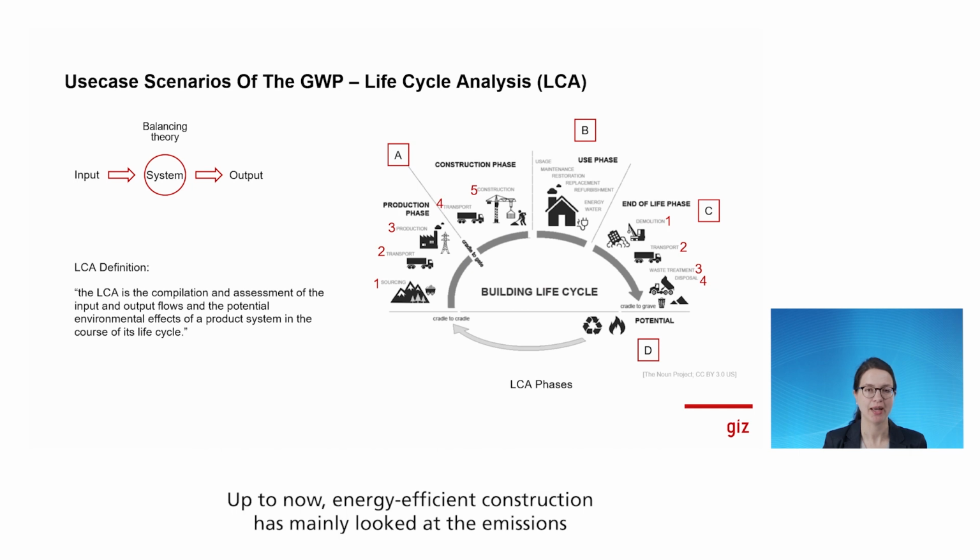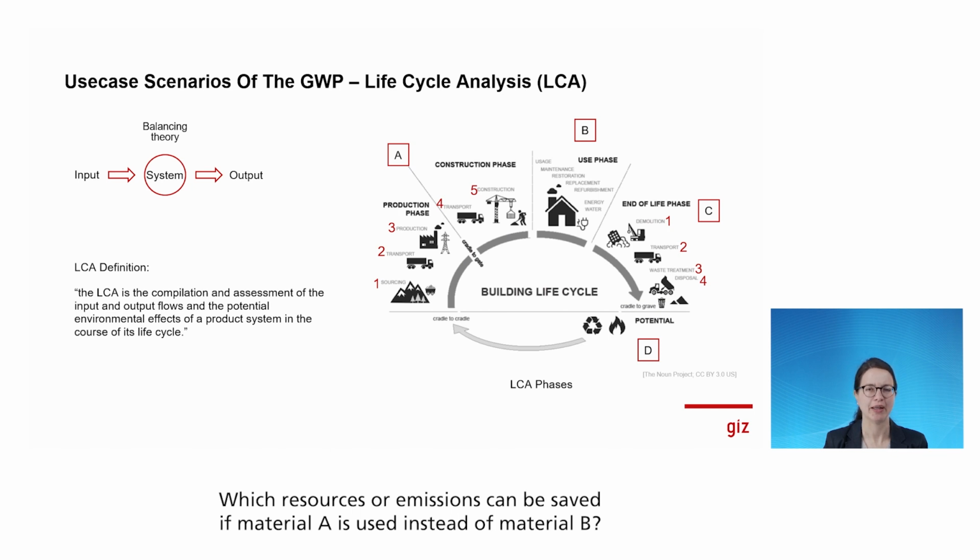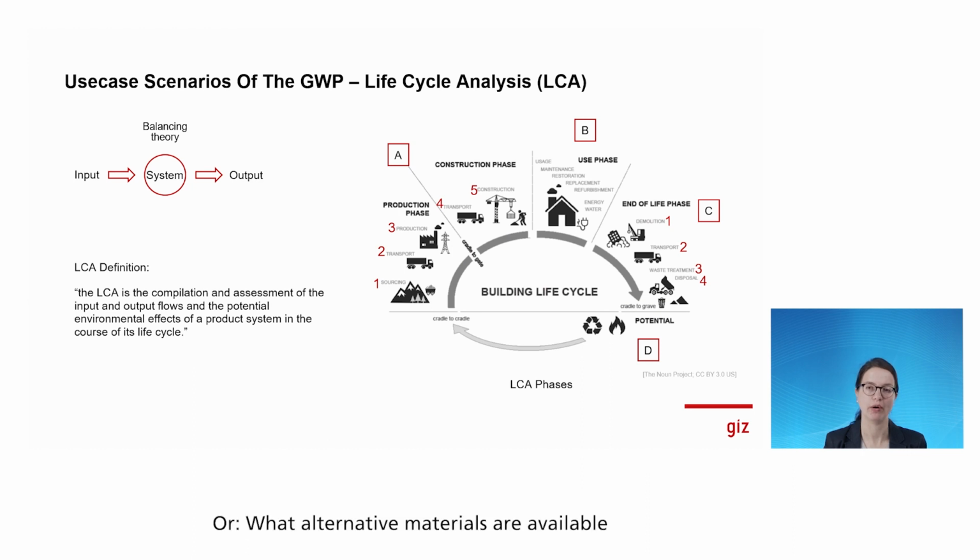Up to now, energy-efficient construction has mainly looked at the emissions that occur during operation, which is why the LCA now also takes into account the important aspects of primary energy demand in construction. Through this analysis, classical research questions can be answered, such as: which resource or emission can be saved if material A is used instead of material B? Or what alternative materials are available while ensuring the technical and functional properties of the product?